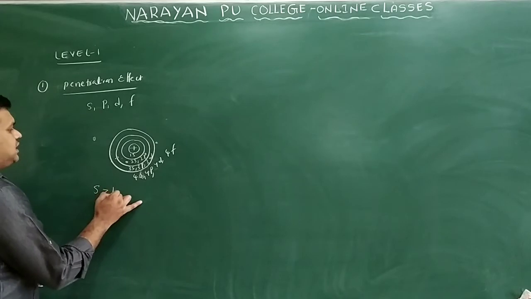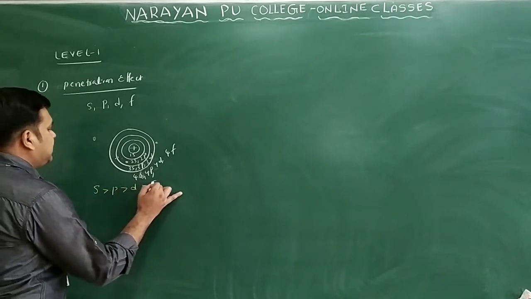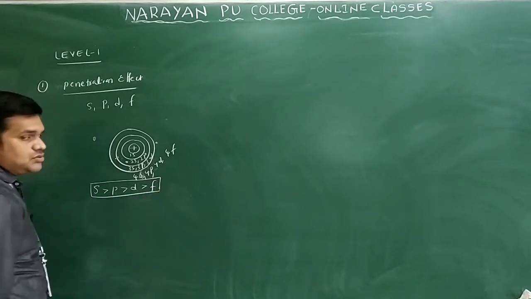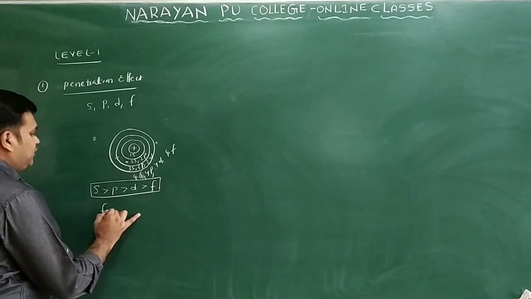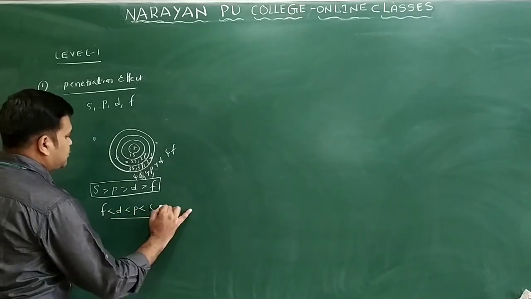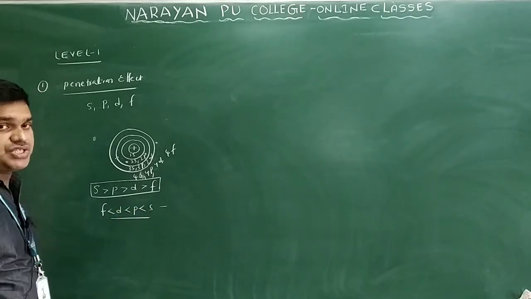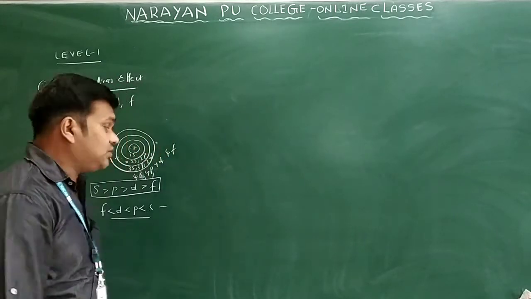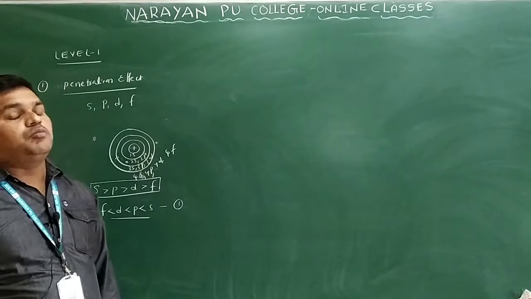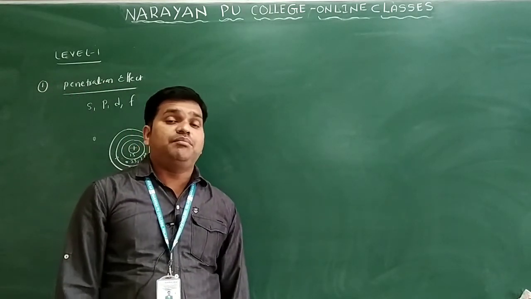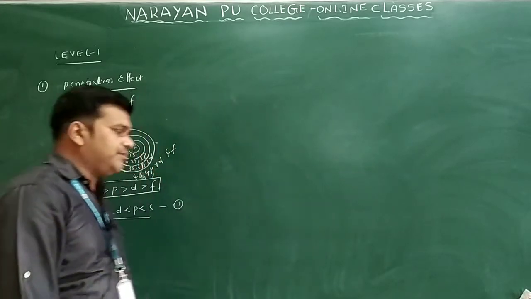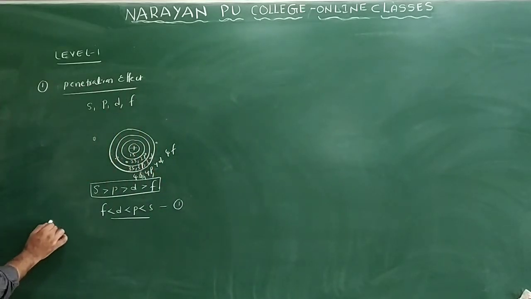So s is greater than p, greater than d, greater than f. This is the penetration power of different orbitals. We can write here f less than d less than p less than s. So you will see what option is given here. Option 1 is the right answer. Why? The orbitals which are close to the nucleus have more penetration power when compared to the orbitals away from the nucleus.